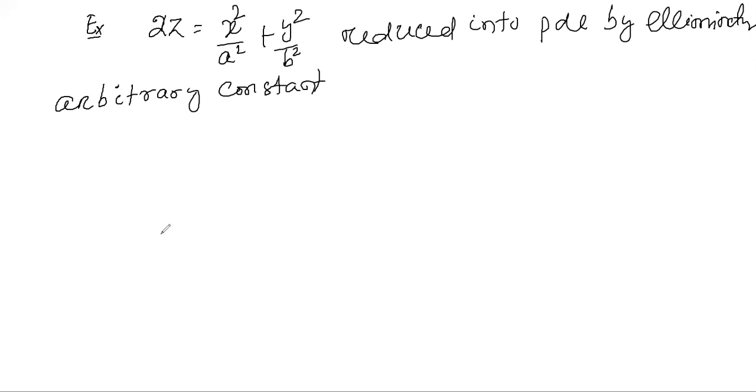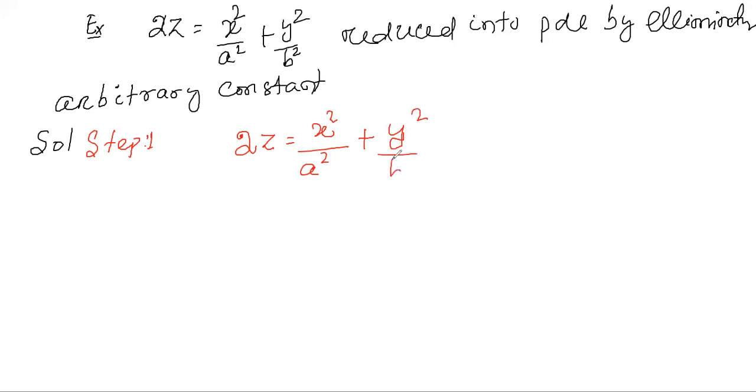First of all, we consider the solution process. How to solve this? So step 1, define here 2z equal to x square by a square plus y square by b square. That is one equation.